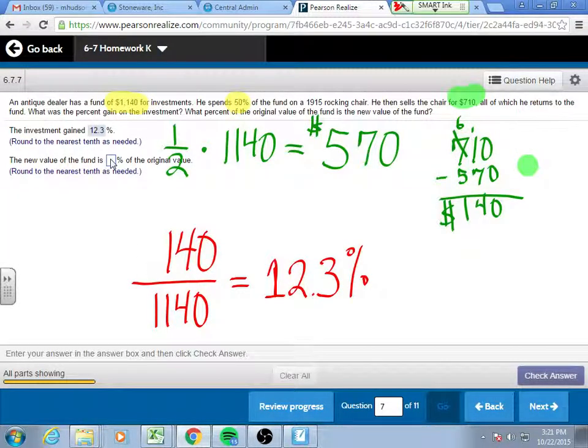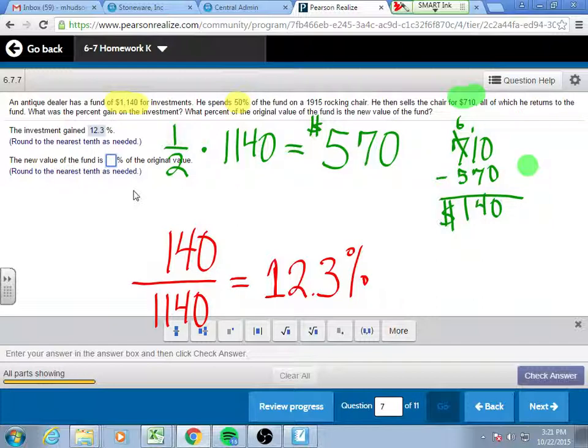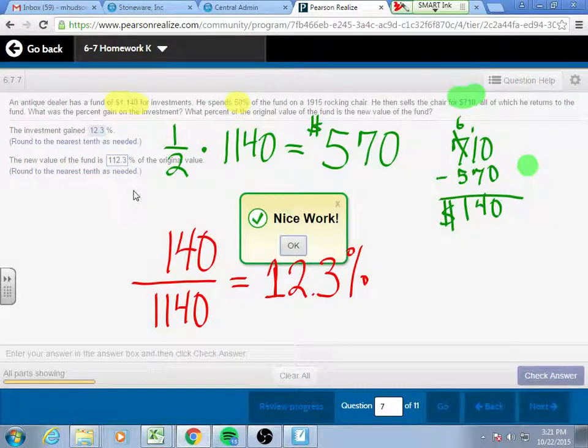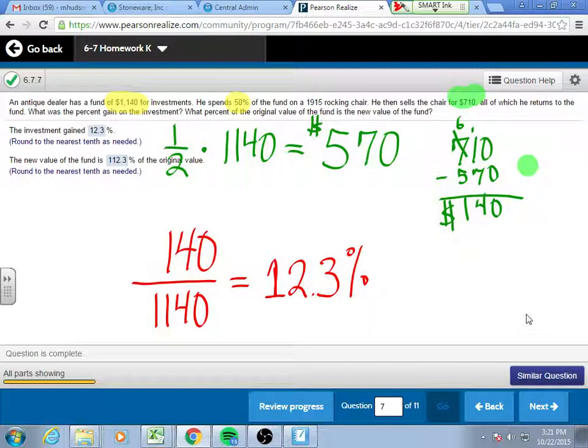So now for the new value of the fund, do I have more money or less money than I had? We have more. We sold the chair, we made money, so it's going to be more than the original. So that's 112.3%. Cool?